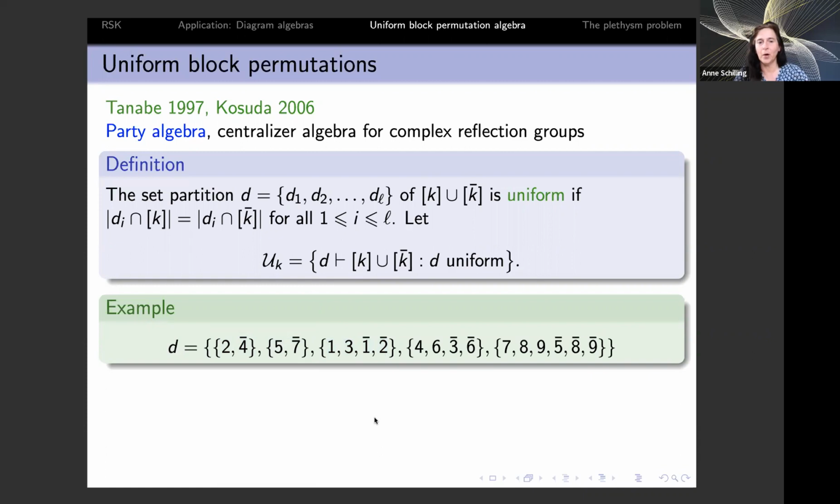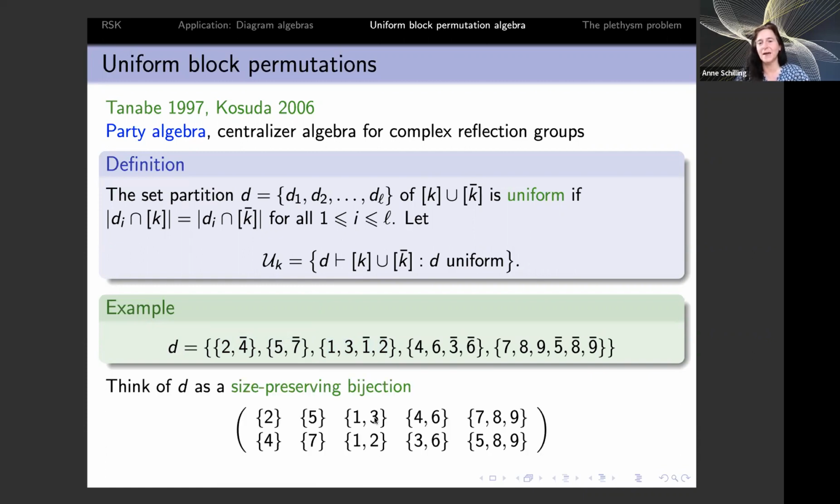So when you have a uniform block permutation, you can actually think of it as a size-preserving bijection, in the following sense. If we put on the top row the parts of the blocks with only the unbarred letters, and then we put in the bottom row the parts of the blocks with only the barred letters, then you can view this as a generalized permutation where we are now mapping 2 to 4, 5 to 7, 1, 3 to 1, 2, and so on. And it's size preserving precisely because we are assuming that the number of barred and unbarred letters is the same. So that's why we call these uniform block permutations, because we can view them as permutations.